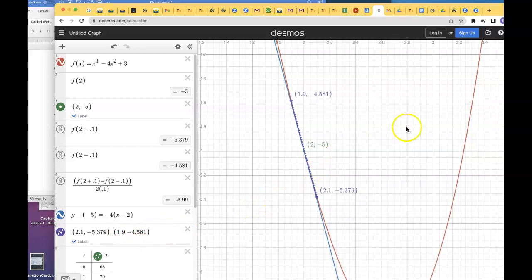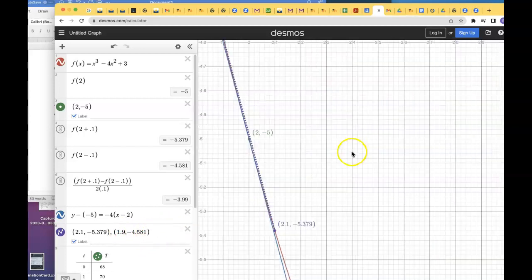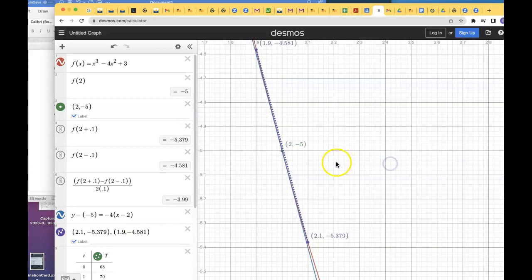Let's zoom in a little bit more. So you can see here that the dotted purple line is a little bit different than the tangent line slope. All right, they're separating out, but they're pretty close to one another. It's an approximation. We approximate the slope by negative 3.99, whereas the slope is actually negative 4 at that point.